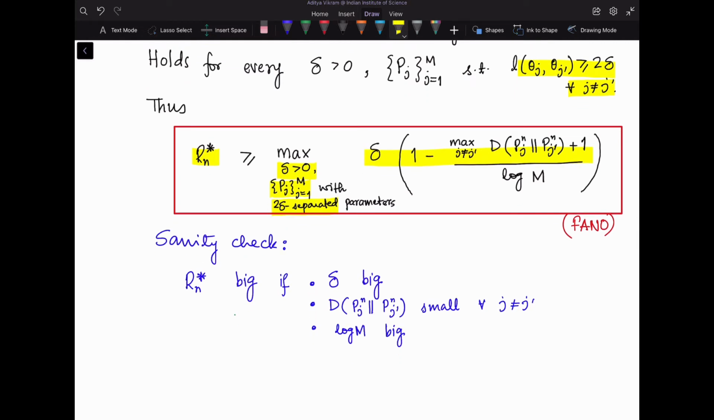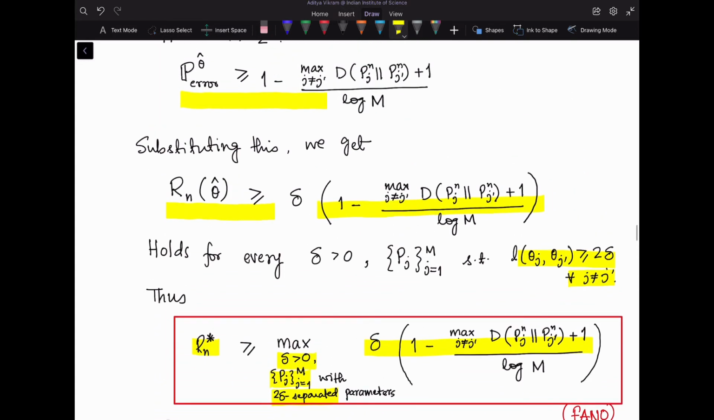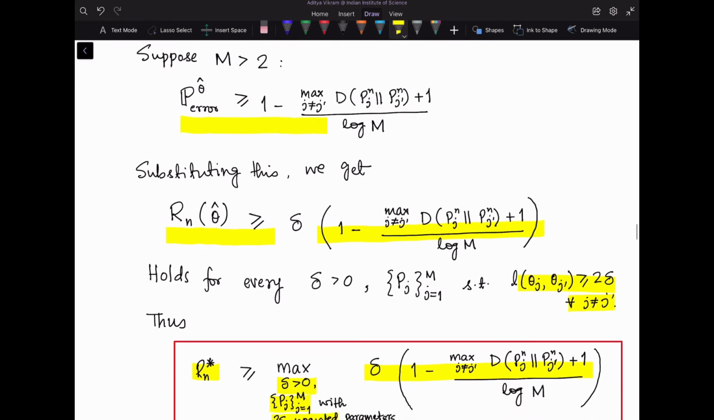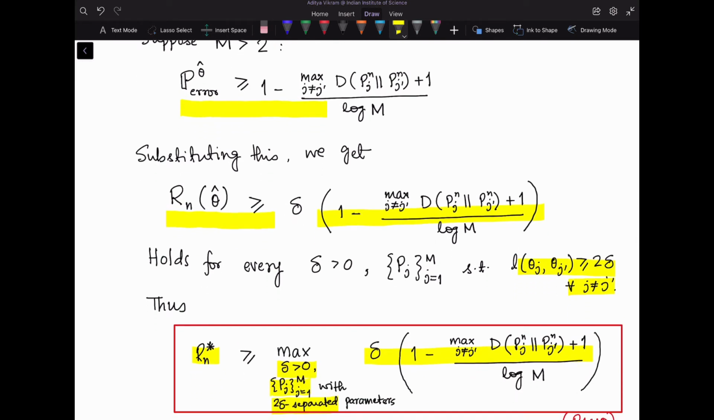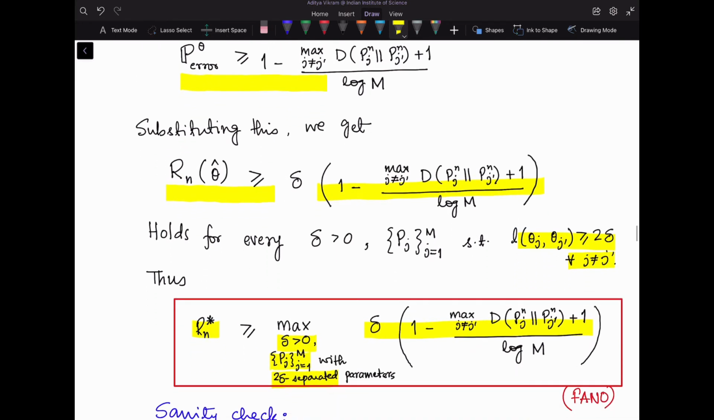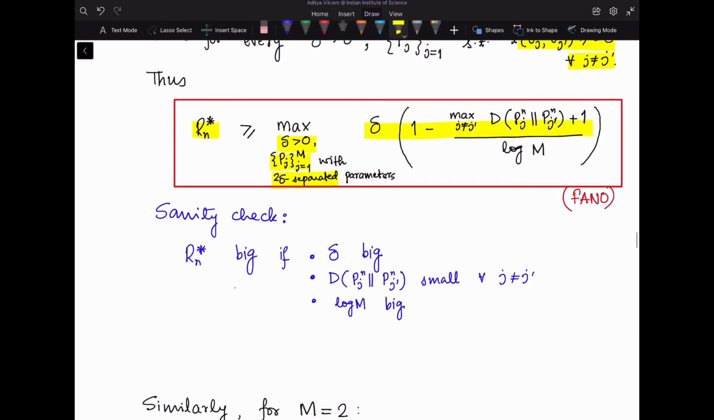So we have been able to obtain a lower bound on the minimax error, the minimax risk, right? Using this hypothesis testing problem. So we use our estimator to solve a hypothesis testing problem, and we use fundamental results about the hypothesis testing problem to show that your risk cannot be too small.